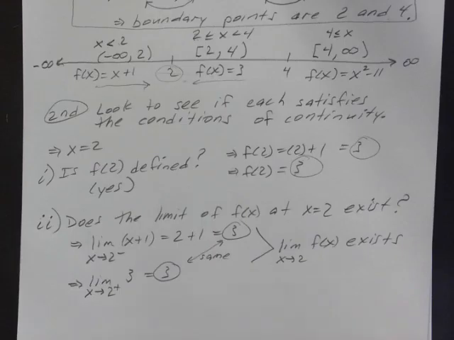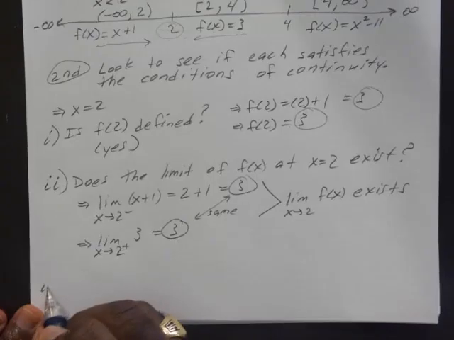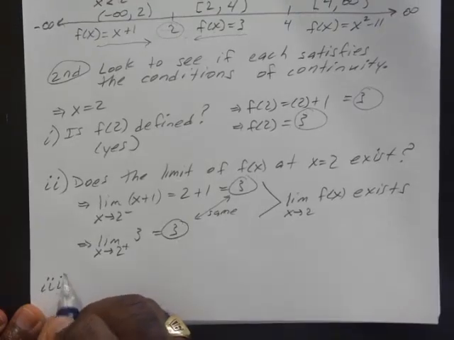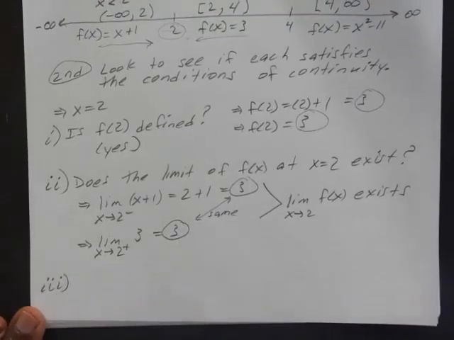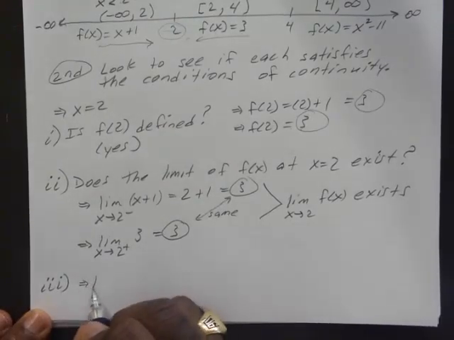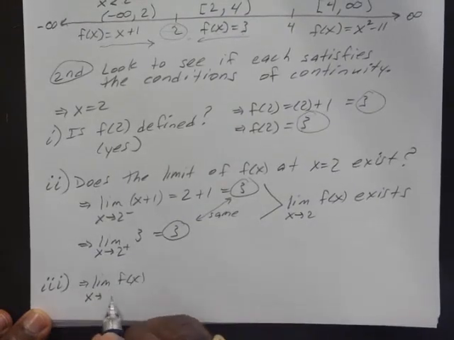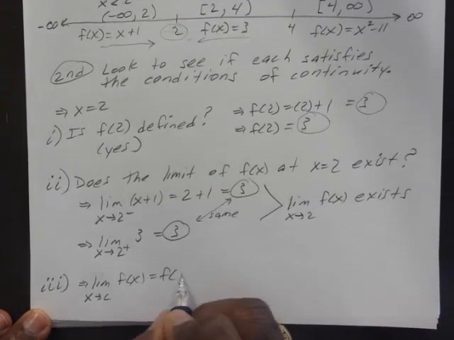Now, the third condition, move that up a little bit. We should have enough room to write third condition. That we want to see if the limit of f of x as x approaches c is equal to f of c.